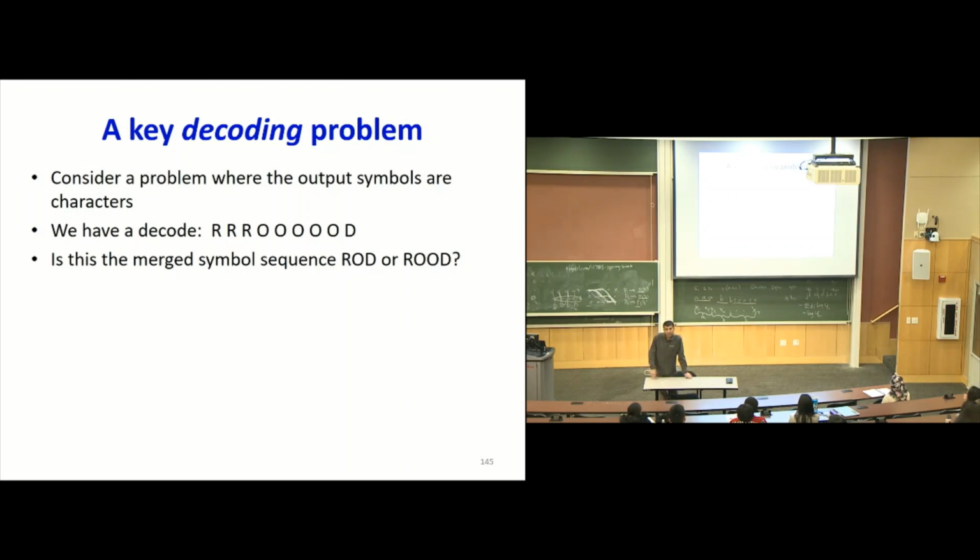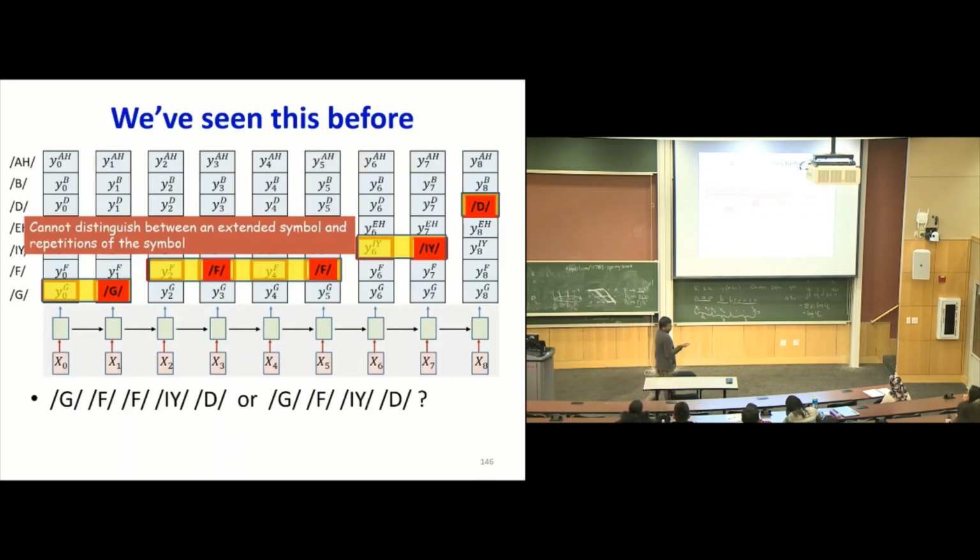So far so good. We have left one key issue out. What happens if you have repeating symbols? So let's say an aligned output was this guy, RR, 4 O's and a couple of D's. Does this represent the word rod, or does this represent the word rude, both of which are valid words in the dictionary? Now, there's no way of knowing from this which of these two it's going to be. So we need an extra artifice. You cannot distinguish between an extended symbol and repetitions of the symbol.